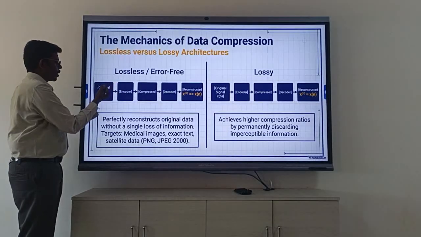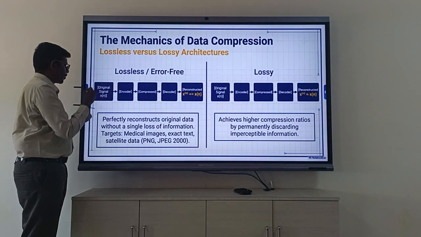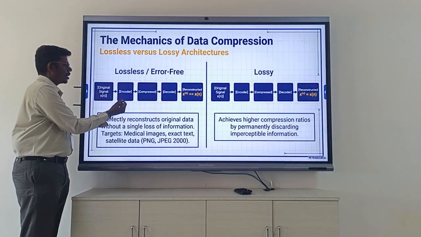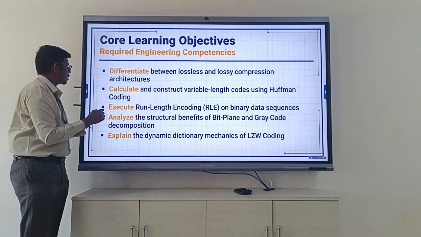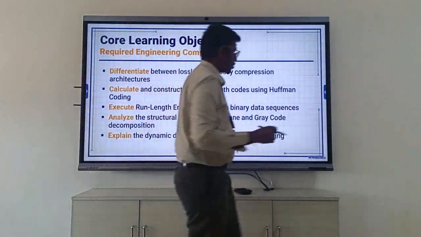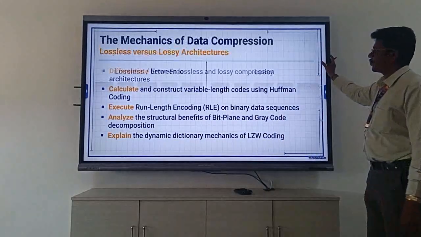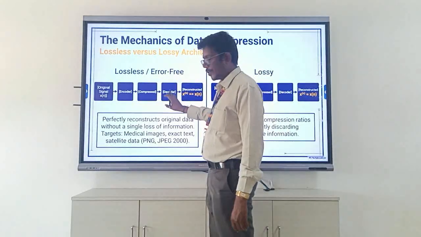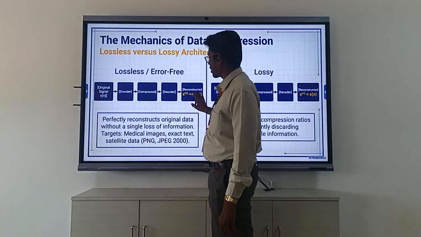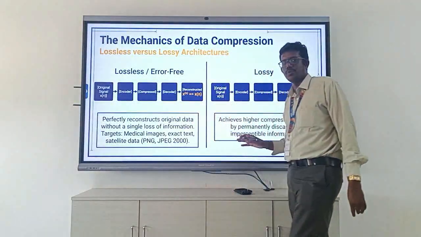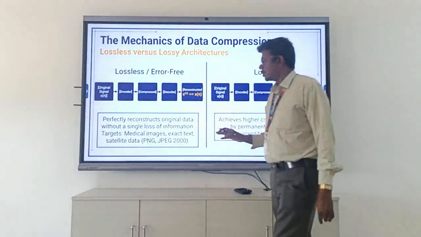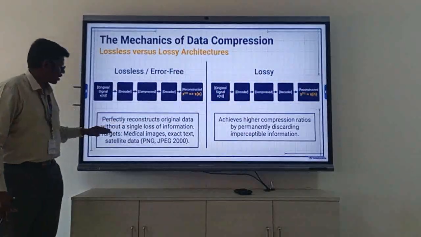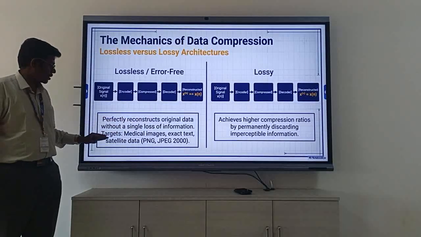So this is the block diagram representation of the lossless or error-free compression technique. Here the original signal is given to the encoder. This encoder is considered as a channel encoder and a source encoder, so these are the two methods used to compress. Next, the data will be decoded. Finally, the data will be reconstructed, nothing but x of n is equal to x cap of n. So this is an example of perfectly reconstructing the original data without a single loss of information.